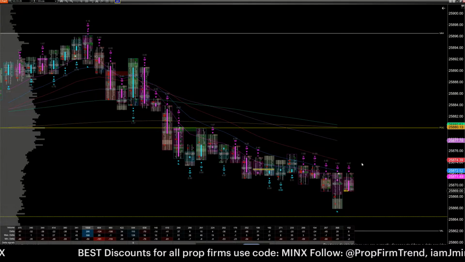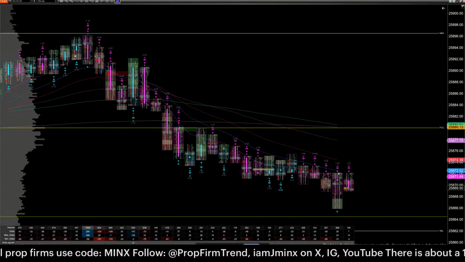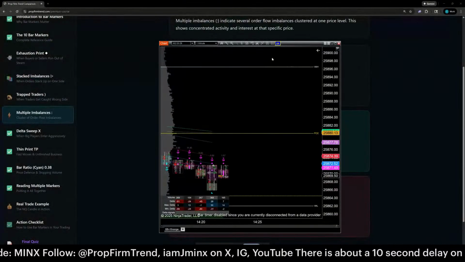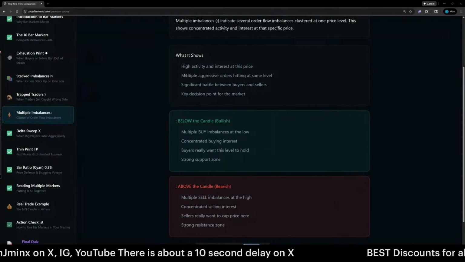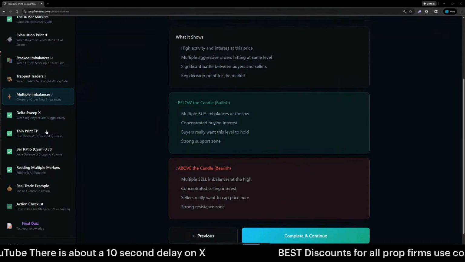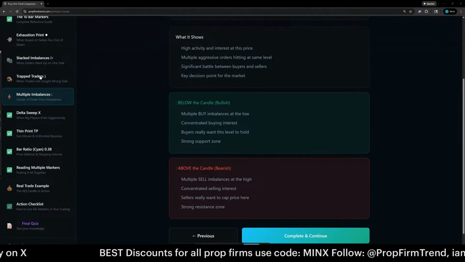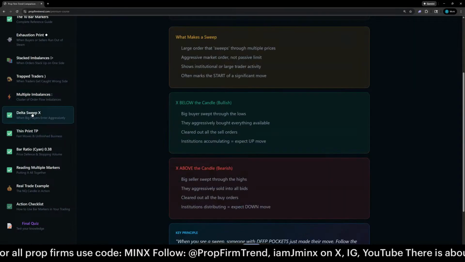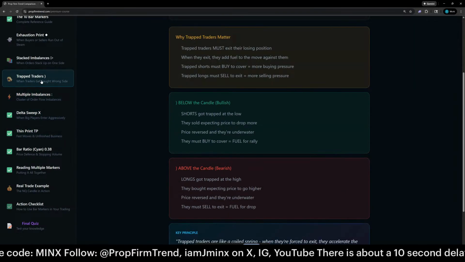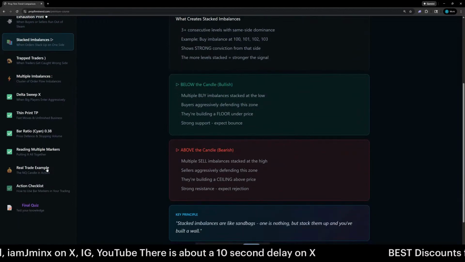And your brain just starts to pick up these little signals. What I am pointing out in this little course thing is there's over 28 different bar markers. As you can see here, I don't use all of those. I only use a few of them. So, thin print, delta sweep, multiple imbalances, trap traders, that kind of thing. That's what I'm looking at.